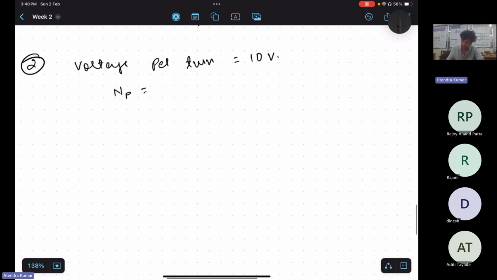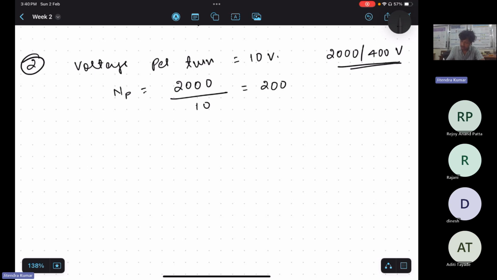Because the primary voltage is given, 2000 volt divided by 400 volt. If you are given the voltages, you can calculate because voltage per turn is given. So the primary voltage divided by voltage per turn leads to the number of turns in the primary winding. So you have a total of 200 turns in the primary winding.